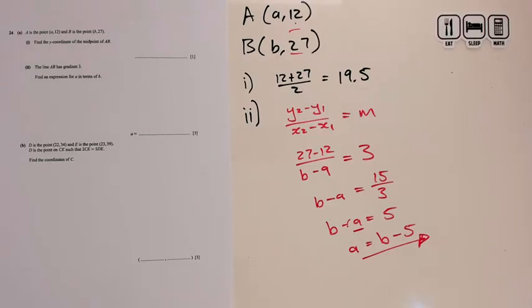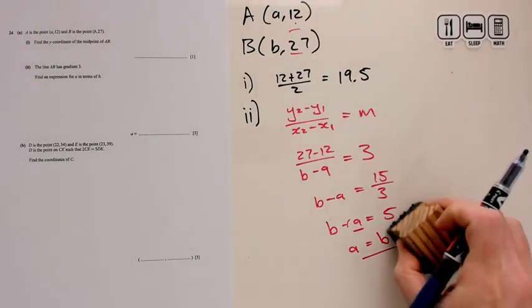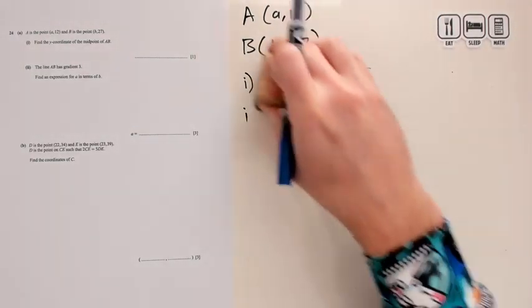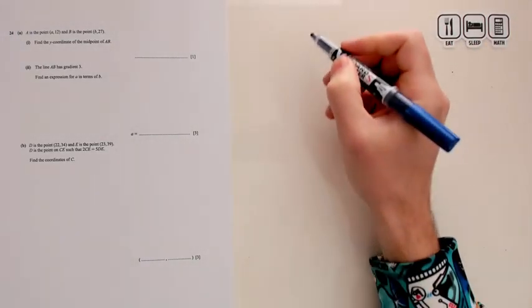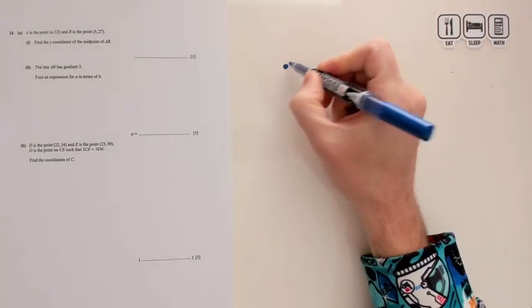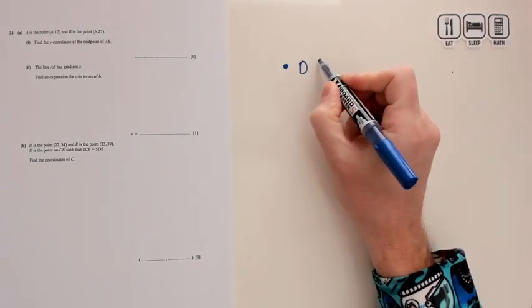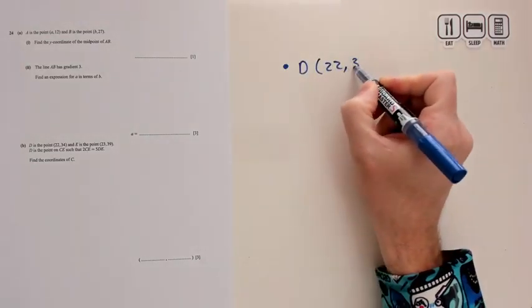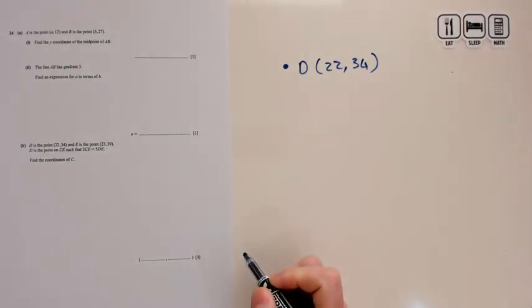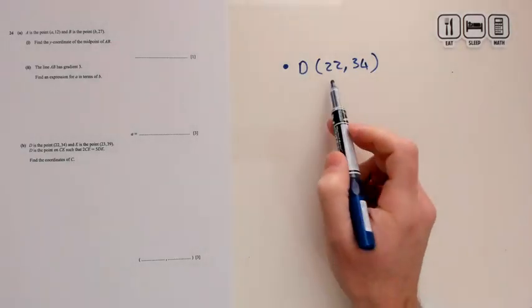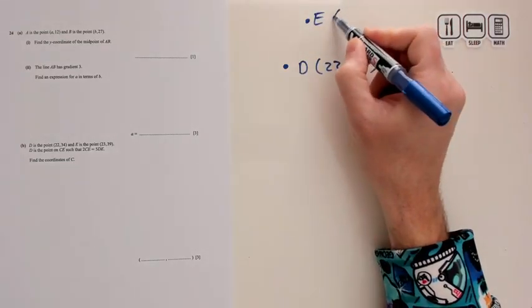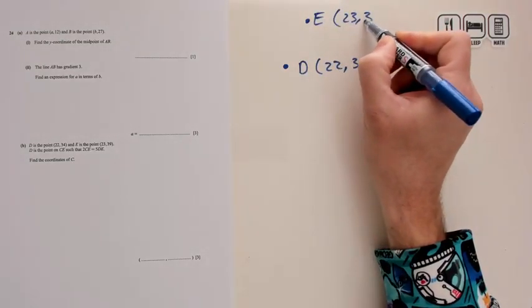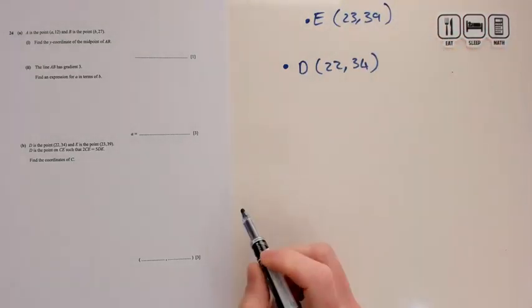And the B part. Okay, I'm definitely going to have to take everything away here. So they're telling me the point D. So let's make a point D. This is D, and this point is (22, 34). And E is the point (23, 39). So it's going to be a little bit forward and a little bit up. So that's going to be E, and that is going to be 23 and 39. Obviously not according to scale.